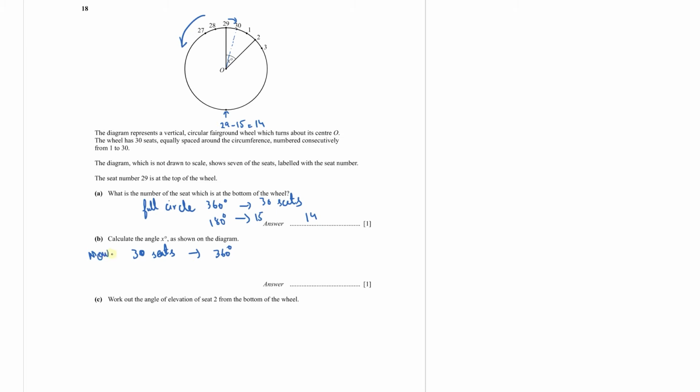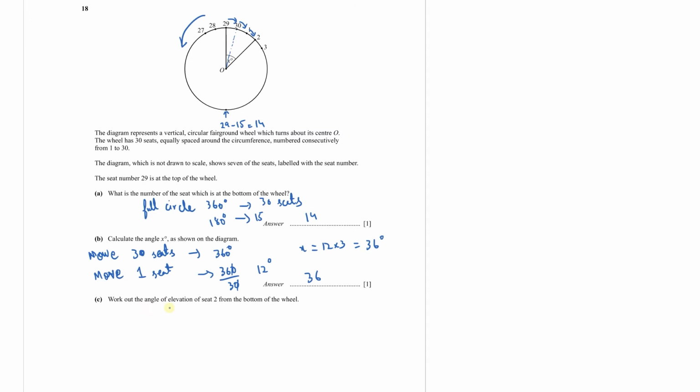So you move 30 seats, you move 360 degrees, you move one seat, you will move 360 degrees divided by 30. So this will be, zeros cancel out, 3 times 1 and 3 times 12. So 12 degrees. So if you move one seat, you move 12 degrees in this wheel, but this X is how many seats? You're moving 1, 2, and 3 seats. So X will be 12 times 3 because you moved 3 seats to form this angle X represented here. So that will be 36 degrees. So 12 times 3 is 36. So your answer is 36.